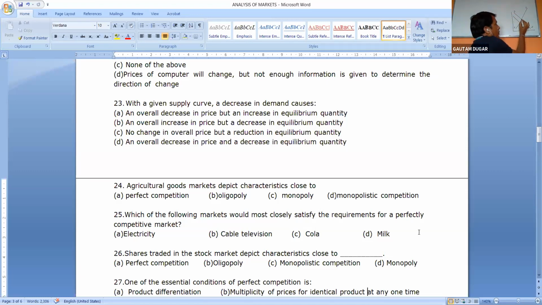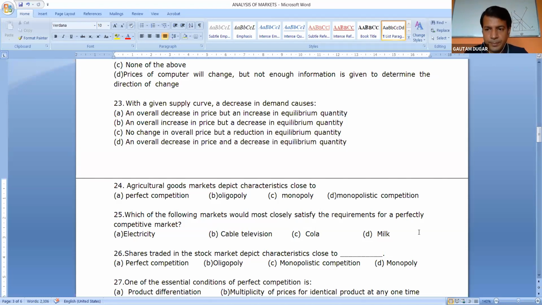Now, original equilibrium was here. With the decrease in demand, price and quantity both have decreased. So 23, the answer will be D. Overall decrease in price and a decrease in equilibrium quantity. So whenever questions come from these topics, in the exams also, very quickly with a pencil on a rough sheet, draw it. You have a lot of sheets, draw, and you get the answer.